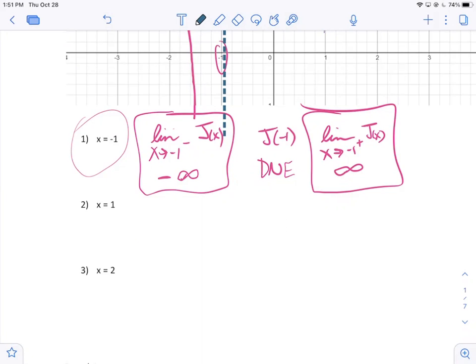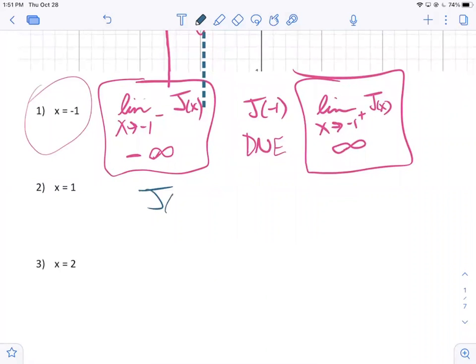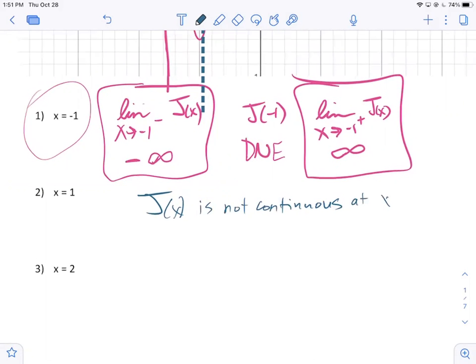The DNE one, right? The function value. So that's the one I'm going to use. Okay, so here we're going to say J of x is not continuous. We can put the answer first. J of x is not continuous at what? At x equals -1.